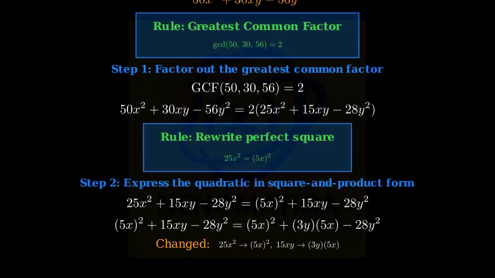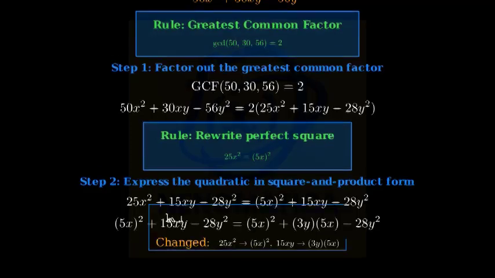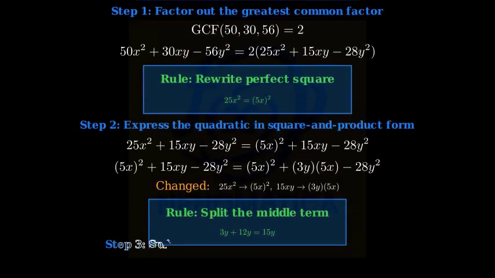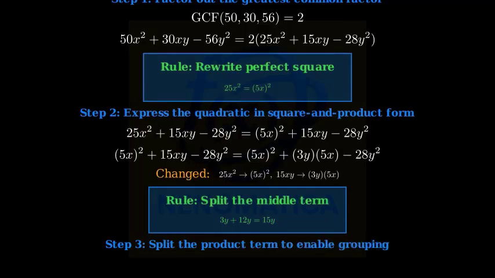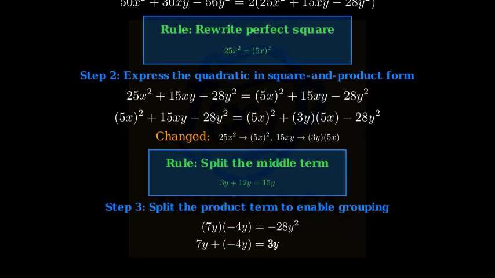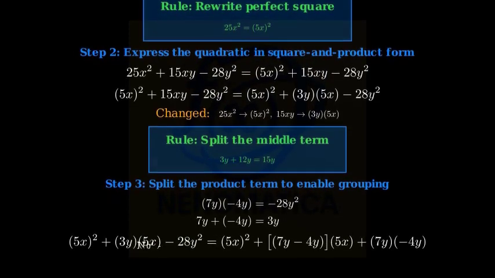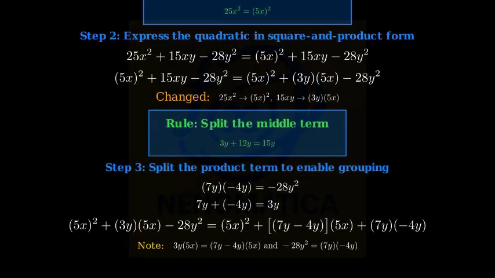For step 3, we need to split the middle term in a way that helps us factor by grouping. We need to find two values that multiply to give us negative 28y squared and add up to 3y times 5x. The values 7y and negative 4y work because 7y times negative 4y equals negative 28y squared, and 7y plus negative 4y equals 3y. So we can rewrite our expression as (5x) squared plus the term (7y minus 4y) times 5x plus 7y times negative 4y.